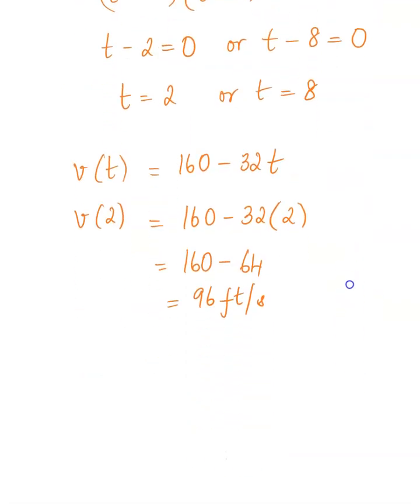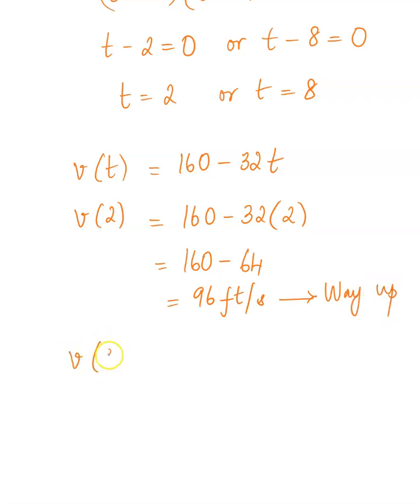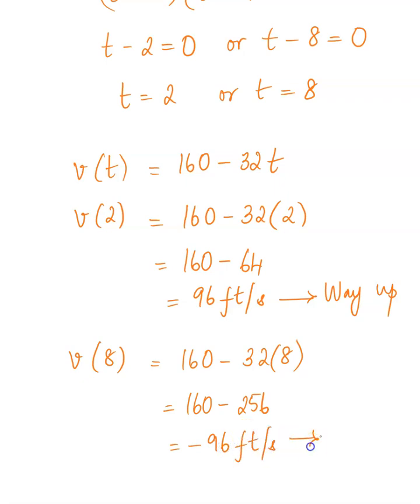Remember, it's velocity, so it's how fast the position changed, the height changed with respect to time. So it is feet per second, and this was for way up. And then when it's returning after 8 seconds, plug that in as well. 160 minus 256, negative 96 feet per second. This is on the way down. So those are the velocities.